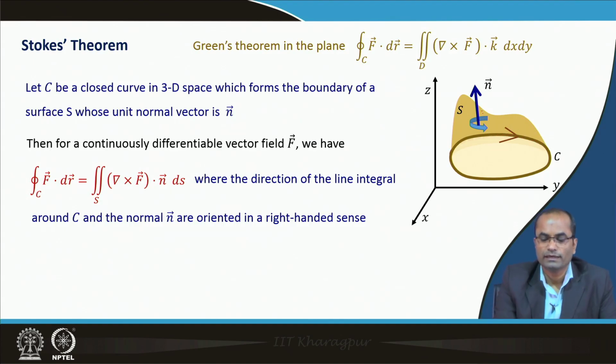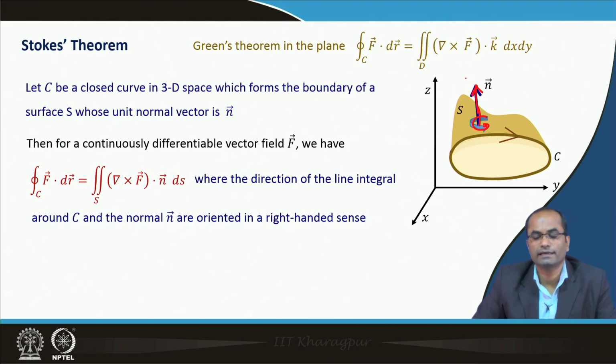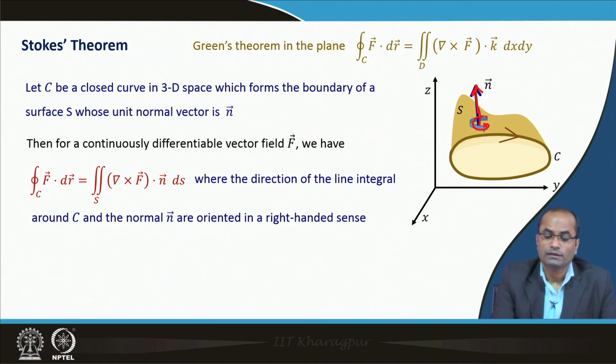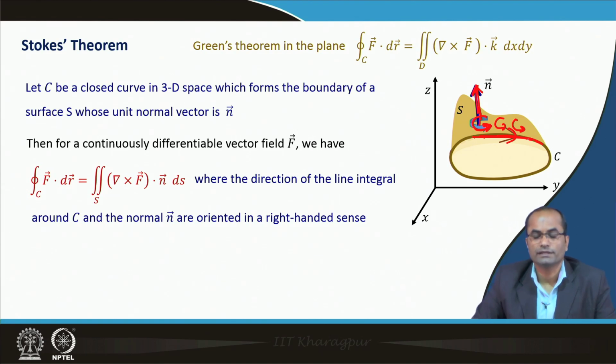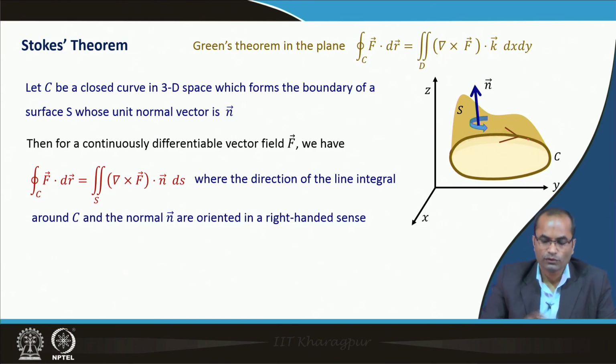The second way, we can always use the right handed system. Suppose this is the normal direction we have taken at any point, and then we go with the right handed system. This normal direction suggests that the rotation will be in this direction, and that finally suggests what the rotation on the curve C will be. So this is one way of understanding the orientation of C with respect to the orientation of n. We will go with this.